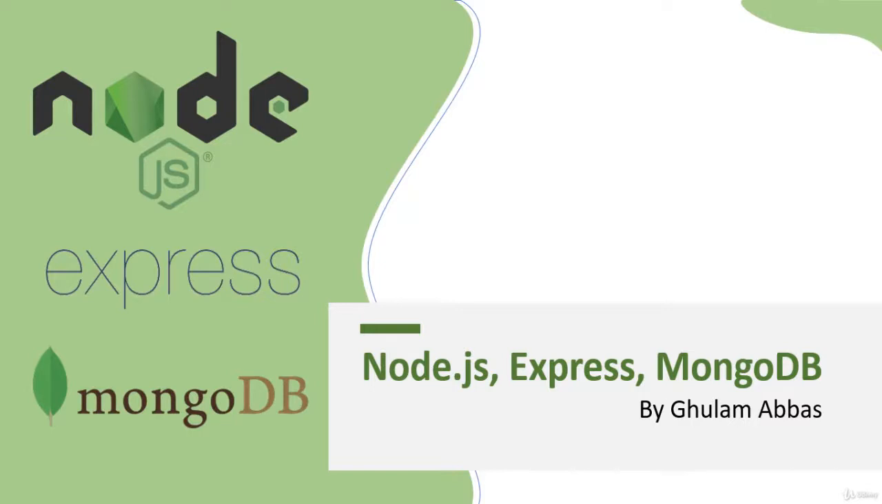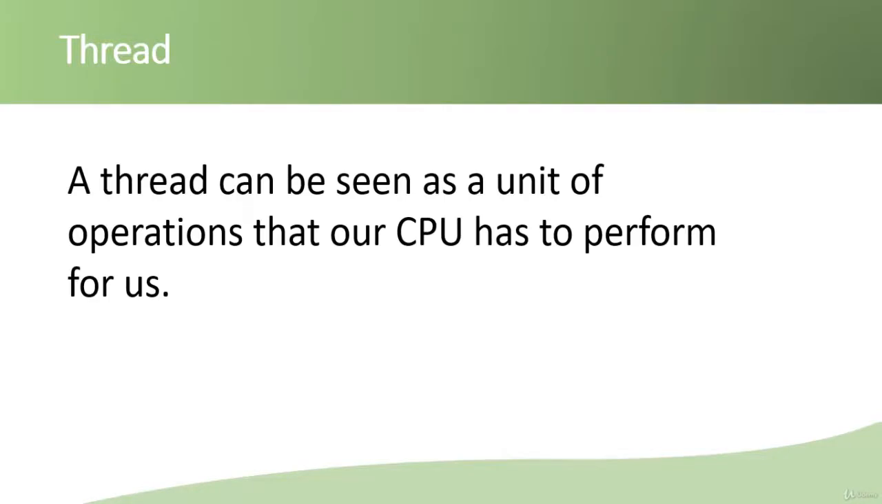Before getting into the event loop, there is a concept called thread that I want to discuss. So first of all, let's see what a thread is. A thread can be seen as a unit of operations that our CPU has to perform for us. Whenever we run a program, we create an instance of it, and associated with that we have something internal called threads. We also know that Node.js is single threaded, so only one thread is created in the CPU for the whole process.